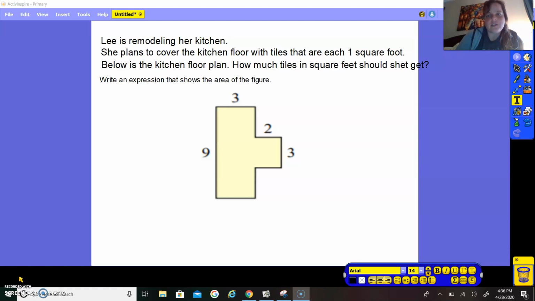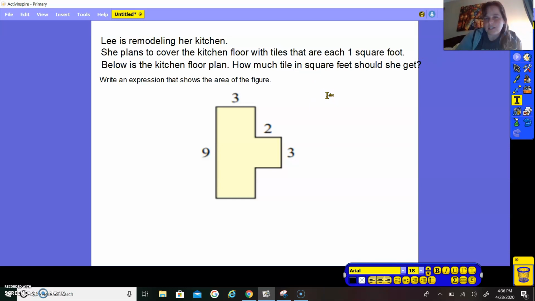Below is the kitchen floor. How much tiles in square feet should she, and I'm noticing a typo here. This is why it's good to reread your work, right, ladies and gentlemen? How much tile in square feet should she get? Write an expression that shows the area of the figure.